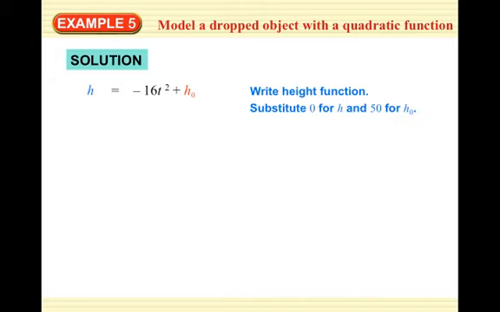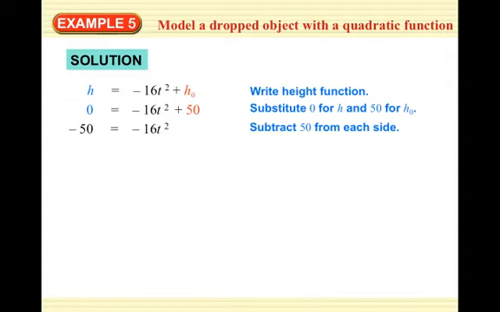So we're going to substitute 0 for h because when the container hits the ground, its height is 0, and the object is released from 50 feet above the ground. So we're going to substitute in 50 for h naught. So 0 equals negative 16t squared plus 50. So we can subtract 50 from both sides and get negative 50 equals negative 16t squared. Divide by negative 16. So we get 50 over 16 equals t squared.